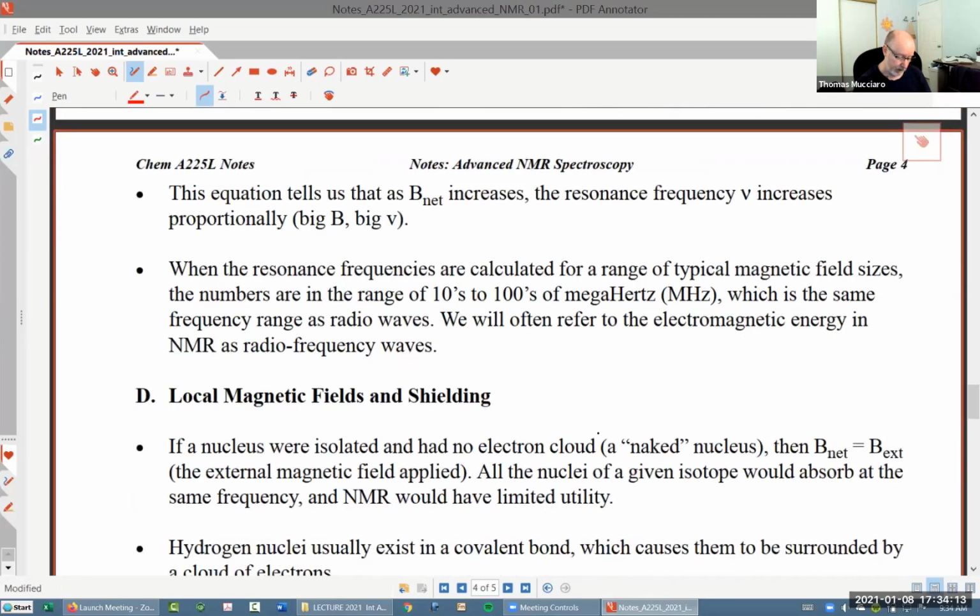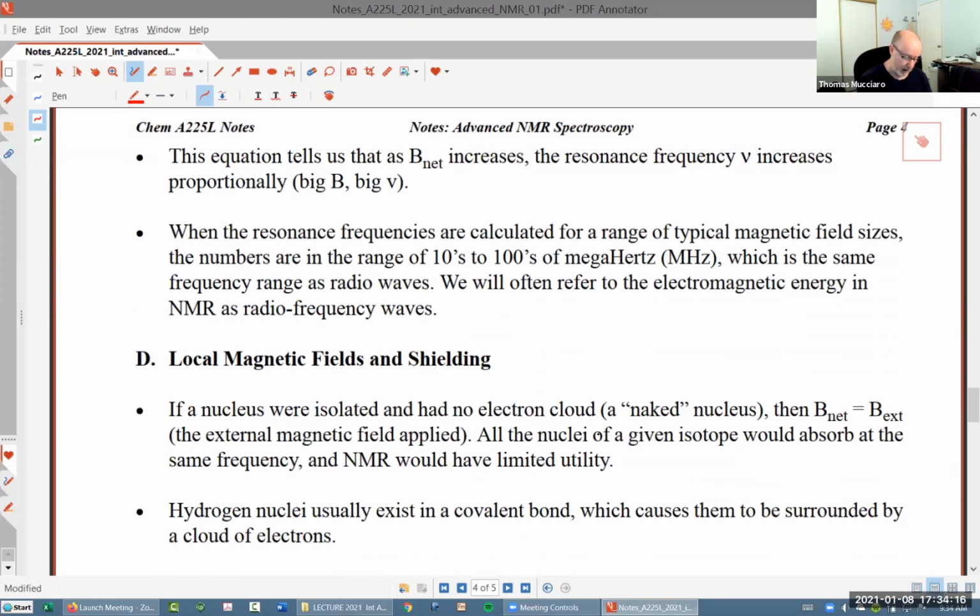Now, I want to give you a way to remember this because it's so important. It's going to underlie what we talk about next, okay? So what this equation tells us is that as B net, B being the magnetic field, as the net magnetic field increases, the resonance frequency, in other words, the frequency that's absorbed, right? And remember, when it's absorbing, it's in resonance. So we call the exact frequency that a specific nucleus absorbs its resonance frequency. That, as B net increases, resonance frequency increases.